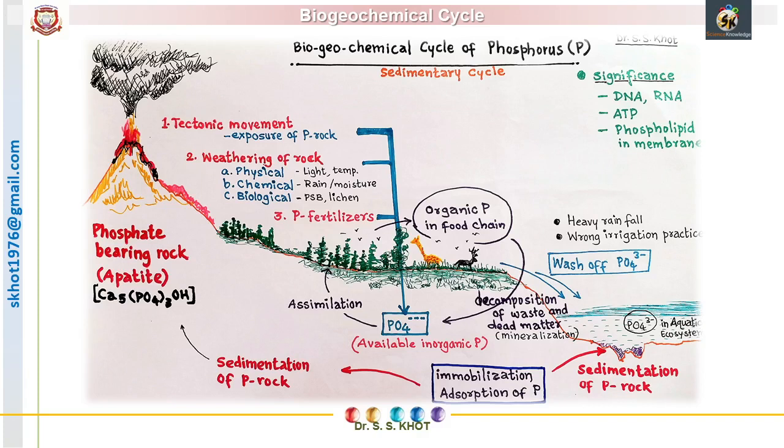Number of times it becomes very difficult to memorize various processes under the biogeochemical cycles. Today in this video, I have tried to explain the entire biogeochemical cycle of phosphorus with the help of a single figure called a concept map. Let us see.